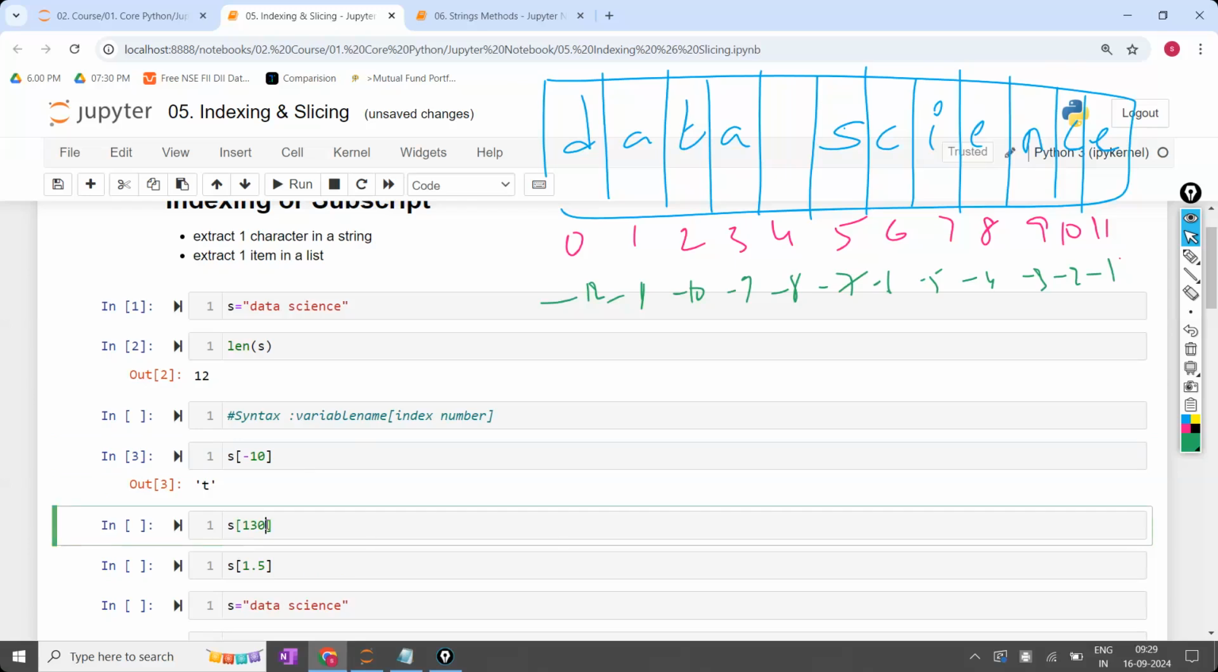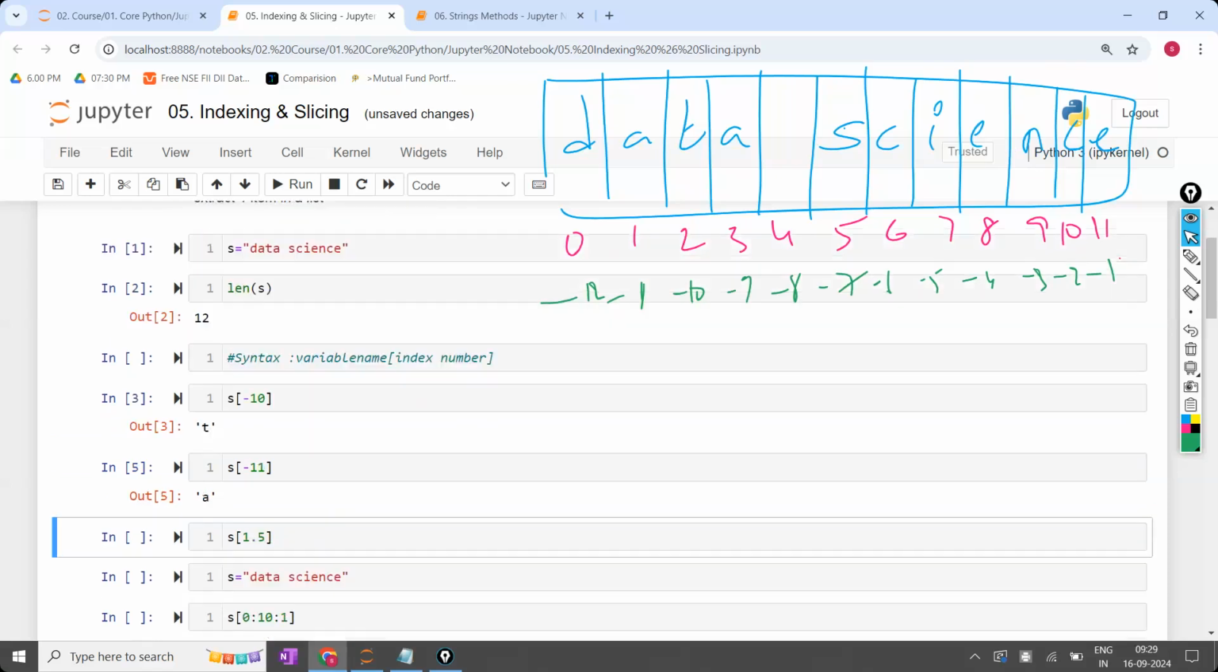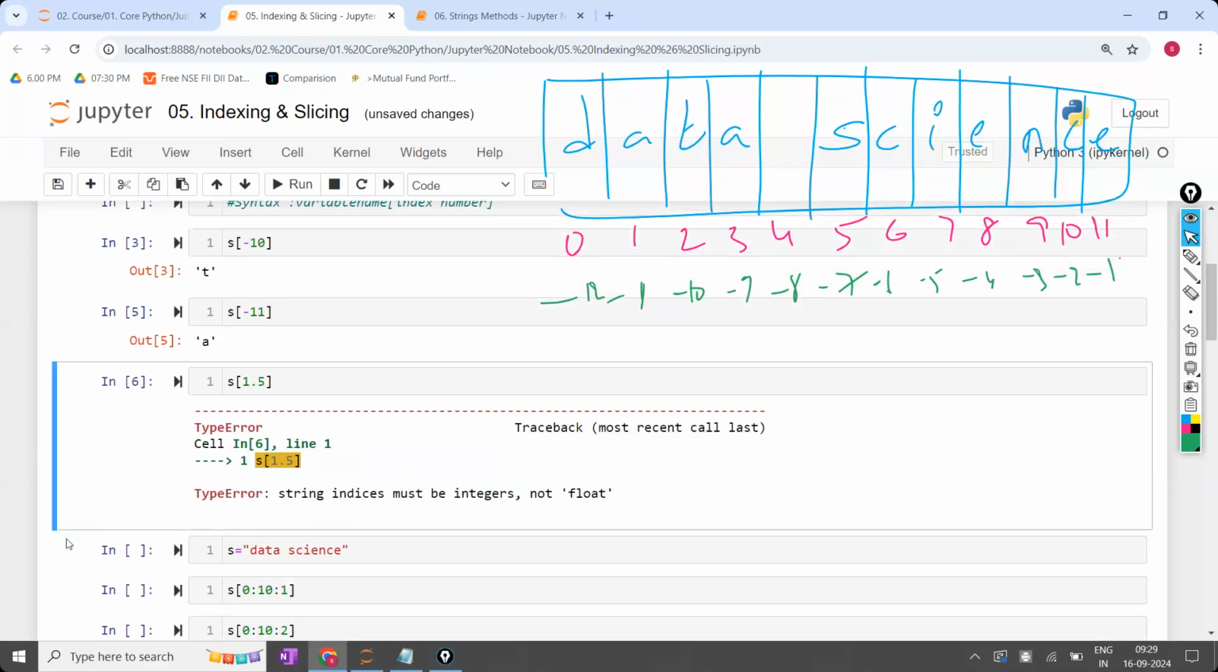And what is there inside S of 1? A. Sir, what is there inside minus 11? Same. Minus 1 or minus 11, both of them are A only. And what about 1.5? It is going to throw an error. It can be only int type. Indices must be integers, not float. Is the point clear? It cannot be a float.